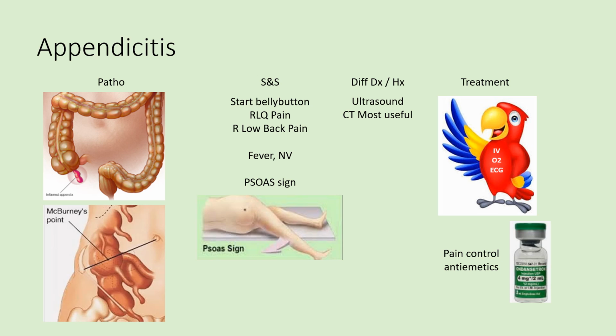Appendicitis is the most common cause of extrauterine pain during pregnancy. So if the pregnant mom complains of right lower quadrant pain, think about appendicitis. Differential diagnoses, they can get an ultrasound or a CT in the hospital. Pre-hospital treatment is IV, O2, monitor, pain control, and antiemetics so they don't puke in your ambulance.